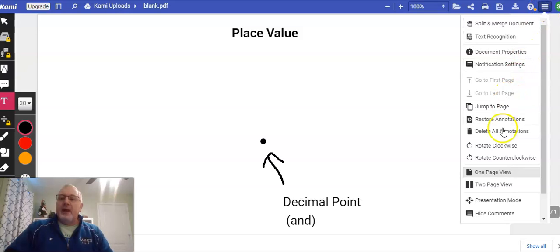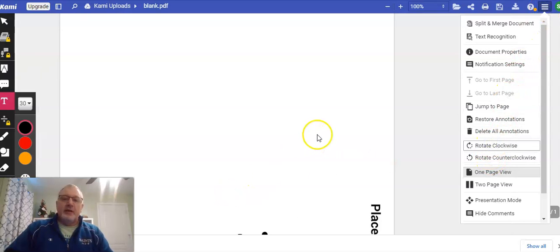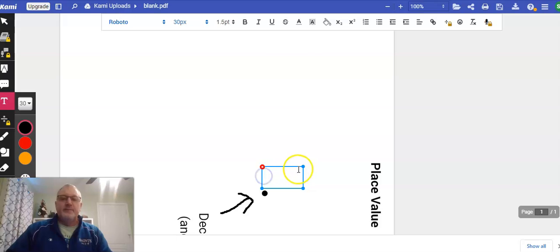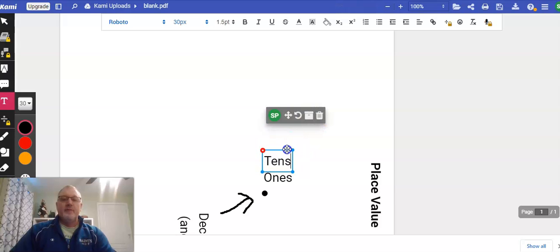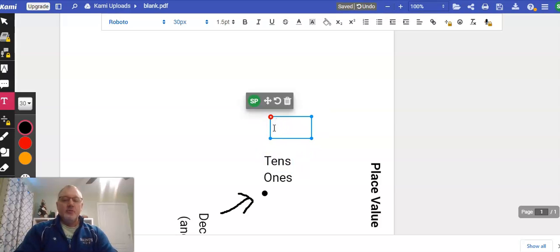Now I'm going to turn my page, because we're going to start putting in our decimal places, or our place value, if you want to call it that. At this point, our first place is the ones place, okay? And again, that's pretty self-explanatory. Then we have the tens place. Okay, I'm going to move that down. And then we have what's called the hundreds place.